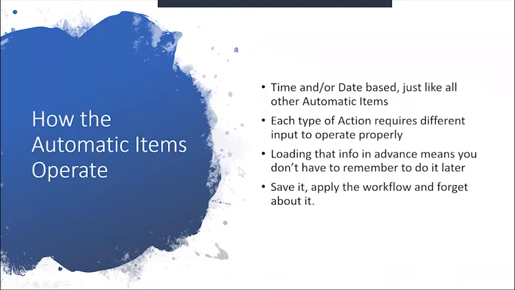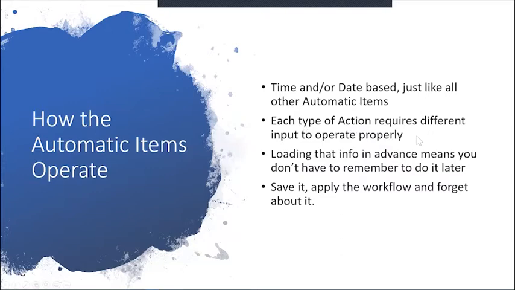The automatic items operate differently at the phase level and the automatic items level. So let's take a little look at those real quick, just to remind you. The automatic item action items are operated by time and/or date, just like all the other automatic items. So it's either going to take place at a specific time on a day based upon your criteria, or it's going to be X number of days after a certain thing that has occurred within the workflow. So those are all pre-scheduled items.